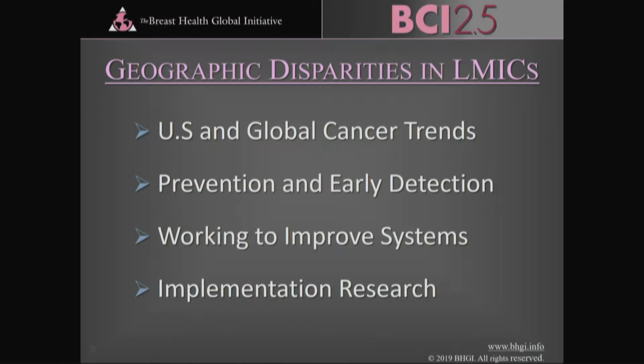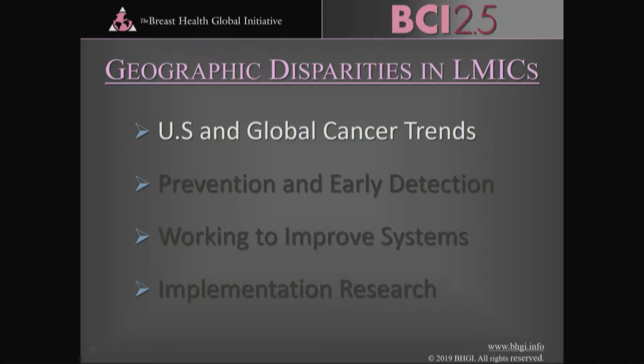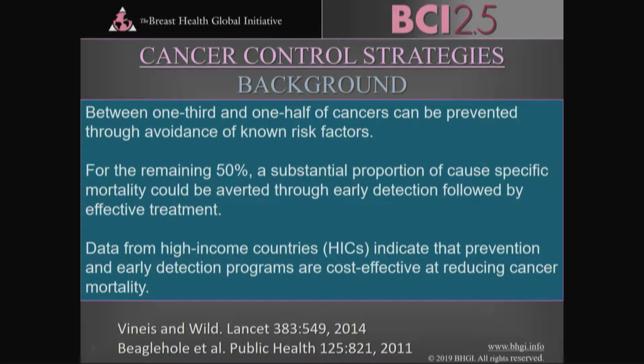I'd like to begin by talking about some of the global cancer trends as they relate both in the United States and in the rest of the world. Actually, between 1/3 and 1/2 of cancers can be prevented through avoidance of known risk factors. Tobacco control would be the most obvious example of this. However, for the remaining 50%, a substantial portion of cause-specific mortality could be averted not through prevention, but through early detection followed by treatment. The data from high-income countries indicates that prevention and early detection programs are cost-effective.